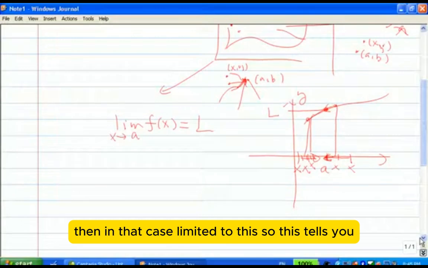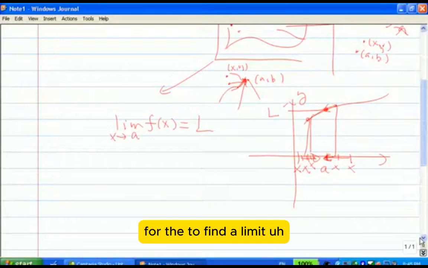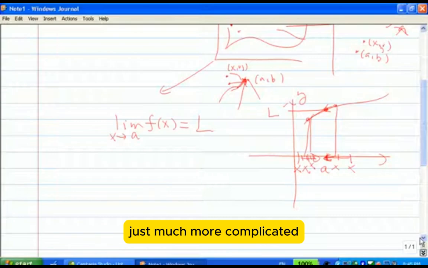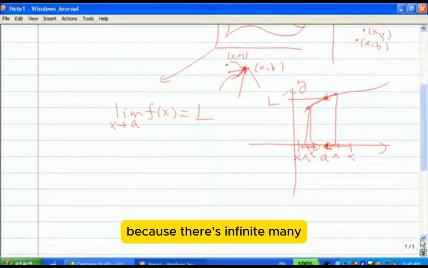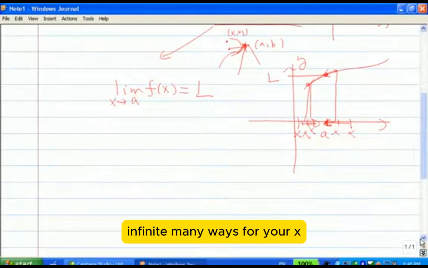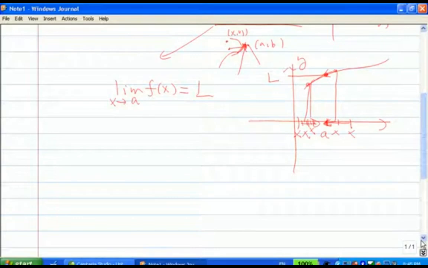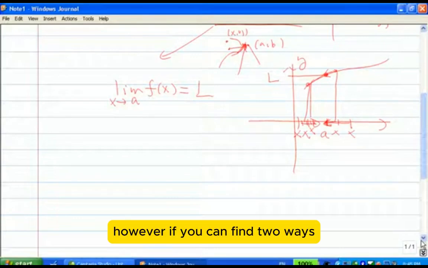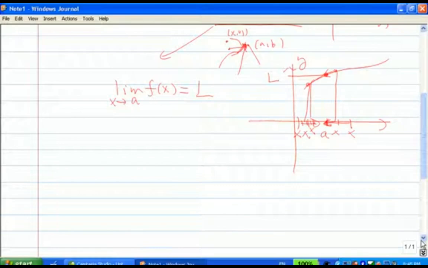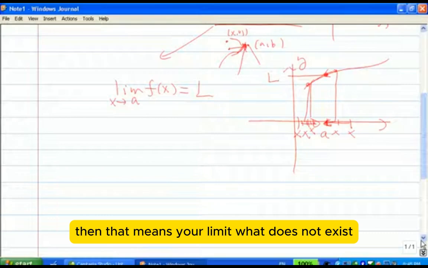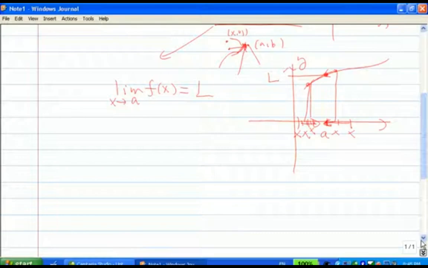So this tells you that finding the limit for a function depending on more than one variable is much more complicated, because there are infinitely many ways for your (x, y) to approach the point (a, b). However, if you can find two ways such that the limits are not equal, then that means your limit does not exist.